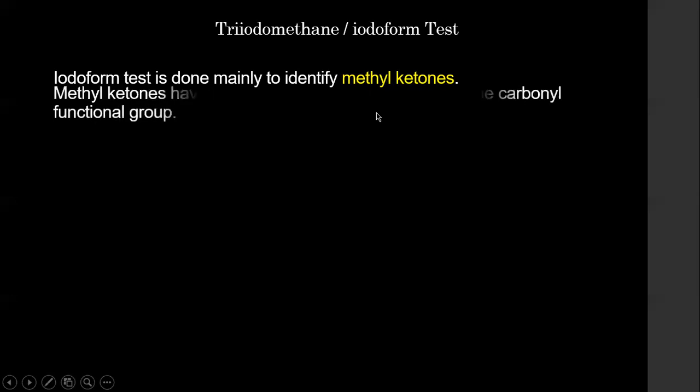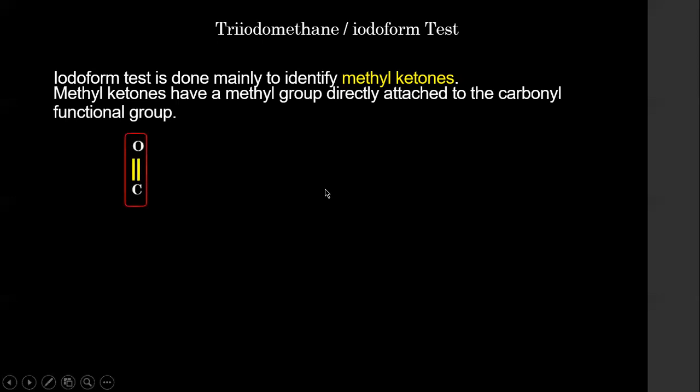A methyl ketone has a methyl group directly attached to a carbonyl functional group, as you can see here. This is the carbonyl functional group. It is attached to a CH3 group on one side, and an alkyl group on the other side. For the discussion, I have taken a ketone molecule where both sides have CH3, but we are thinking about the presence of at least one CH3 group.